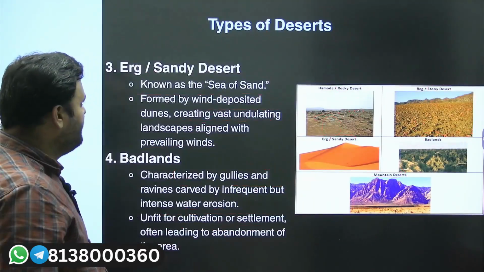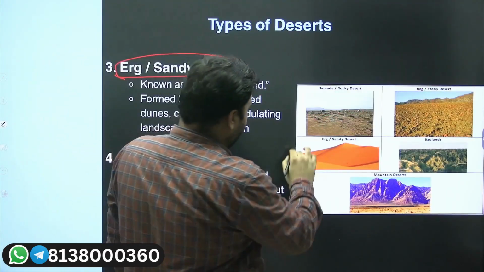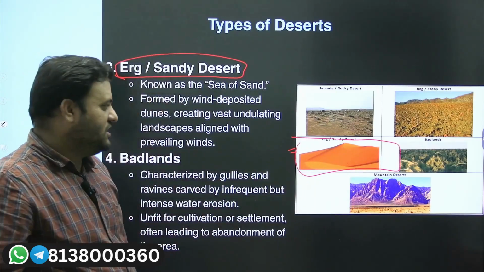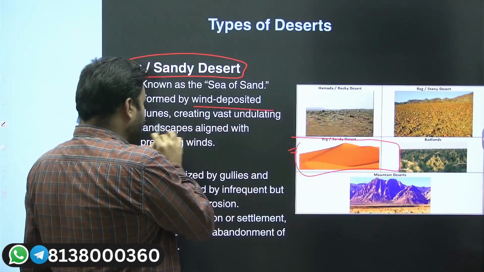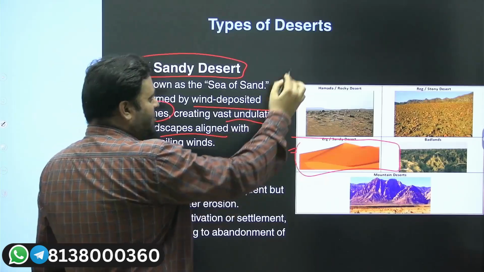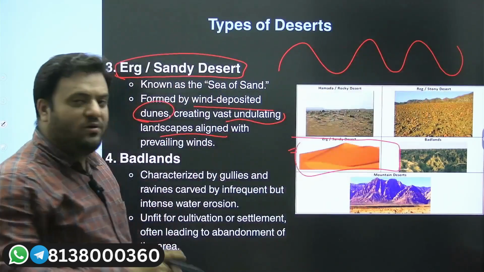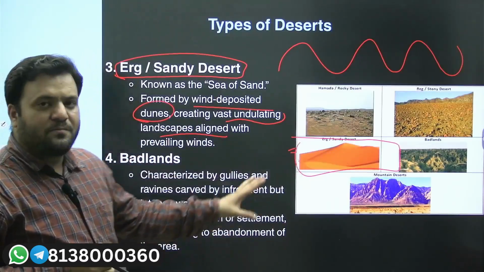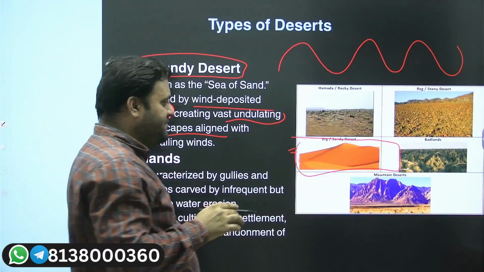Moving ahead, Erg. Erg is basically the sandy desert. It is called the sea of sand, and it is formed by wind deposition. Dunes are there, and there is some sort of undulation. Undulating means like this. So an undulating landscape is also a feature of sandy desert. This undulation is facilitated by prevailing winds.